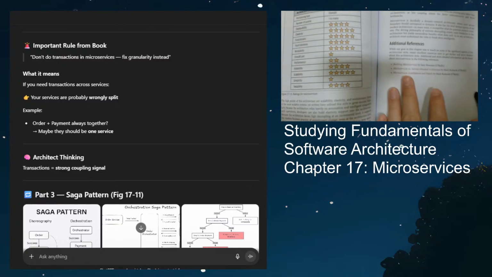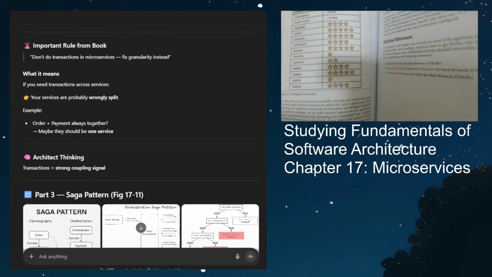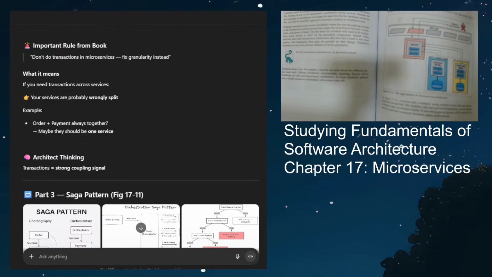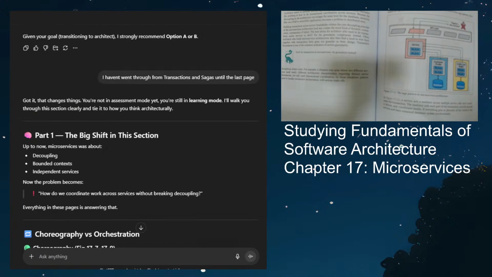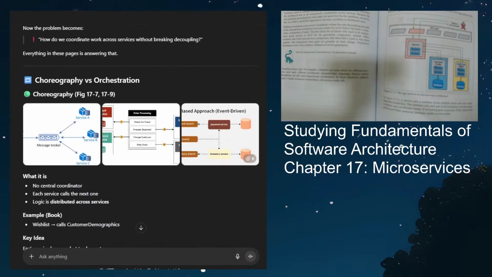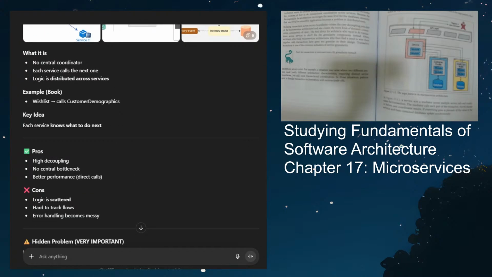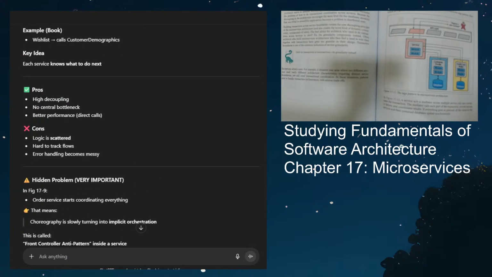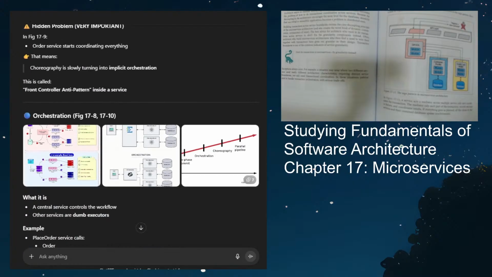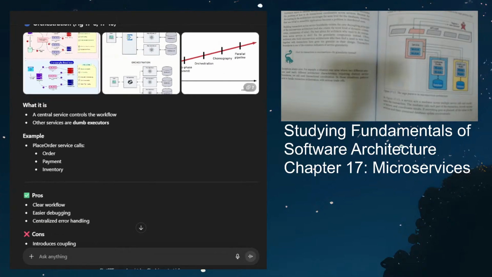Okay, so I finished chapter 17. Di pa? Let's try reading this. So, sagas pala yung ginagawa ko. Transactions and sagas.